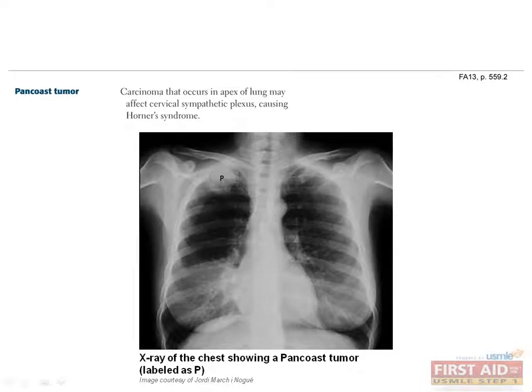Pancoast tumor is a classic type of lung cancer situated in the apex of the lung. Here's an example of a Pancoast tumor that can be seen in the right upper lobe of this chest x-ray. These carcinomas are typically non-small cell lung cancers. So why is that? As you might remember, small cell lung cancers tend to be centrally located.